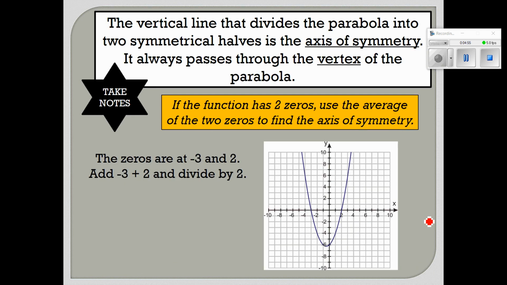But what if it touches the x-axis at 2 places and you want to find the middle? Well, when you want to find the average of two numbers, all you have to do is add those two numbers together and then divide by 2.